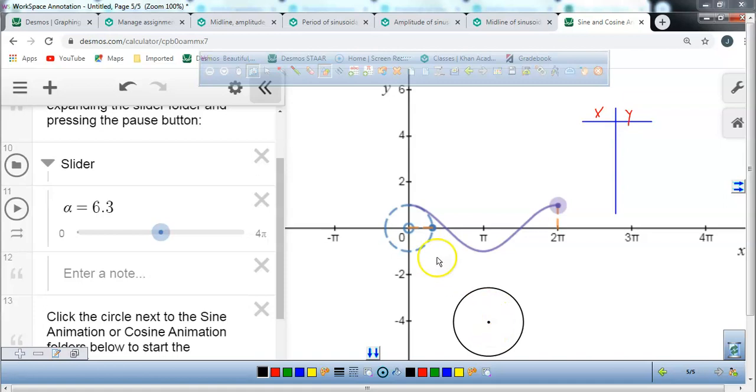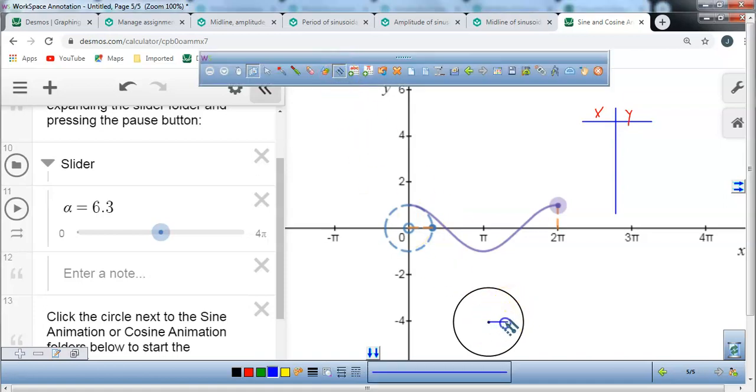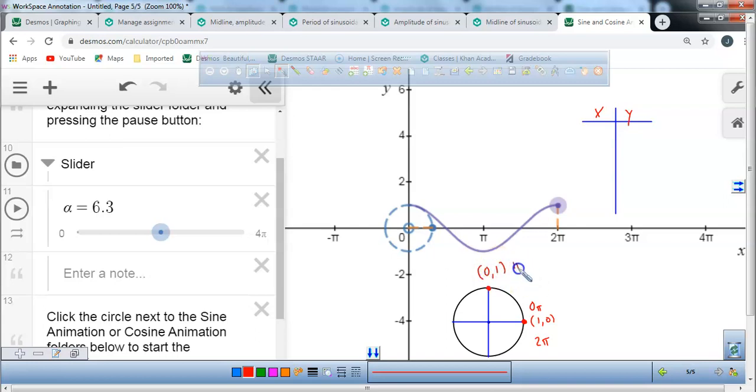So let's think about this. It's going to be important for you to look at the ordered pairs. We've got 1 and 0, and remember, this is at 0 pi. All the way around, it's also known as 2 pi. Right here is 0 and 1, also known as pi over 2, or in degrees, 90 degrees.